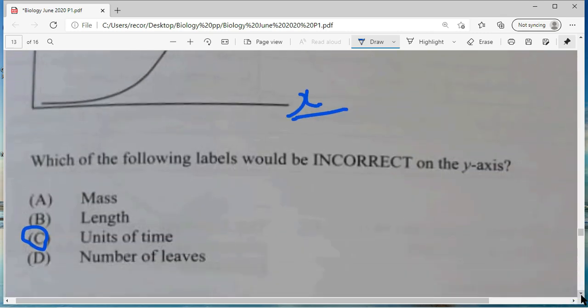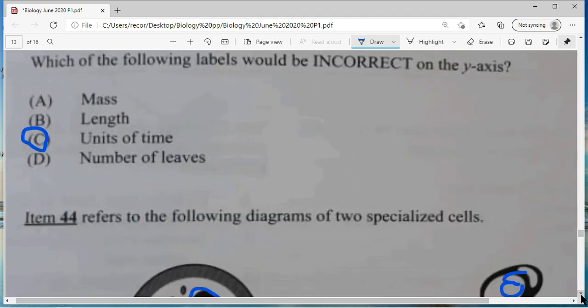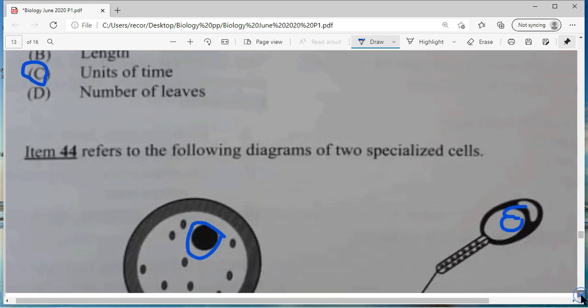You might need to do some more reading on that. So here, C is going to be the answer, unit of time. That would have been incorrect if we had time on the y-axis. So now you realize that it's very important that you understand graphs and are able to put that information in accurately. So you want to master your measurement and manipulation, and of course analysis of data.